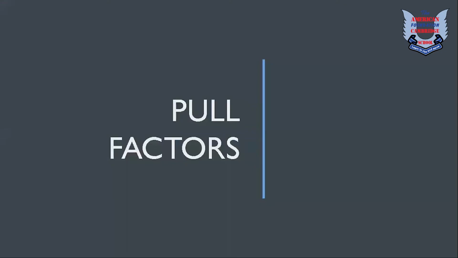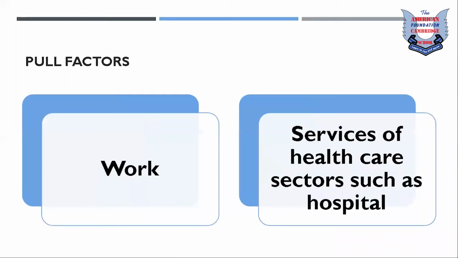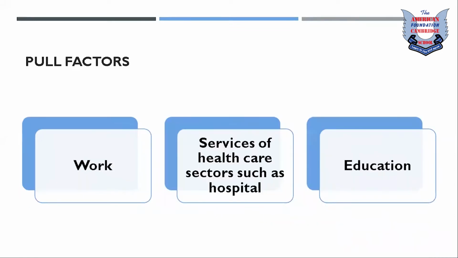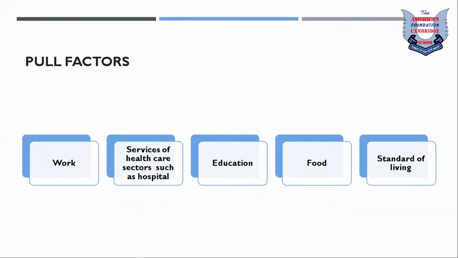Then pull factors. These factors include work, services of healthcare sectors such as hospitals, education, food, and better standard of living. These factors basically attract you to migrate to a new place.